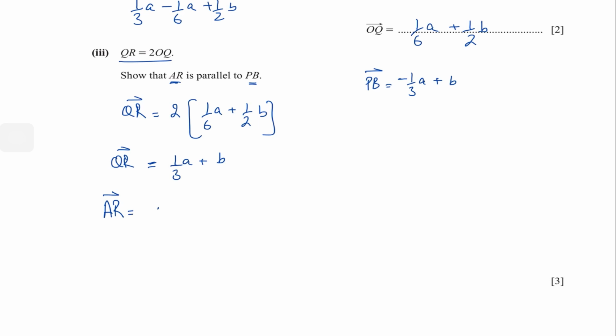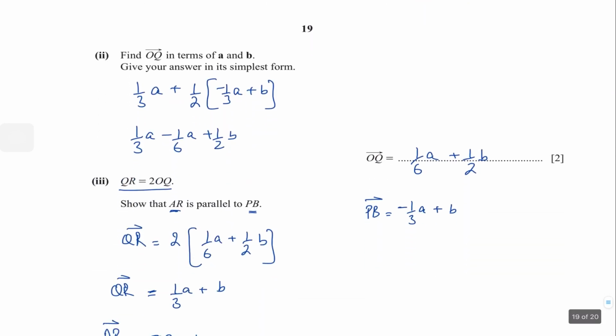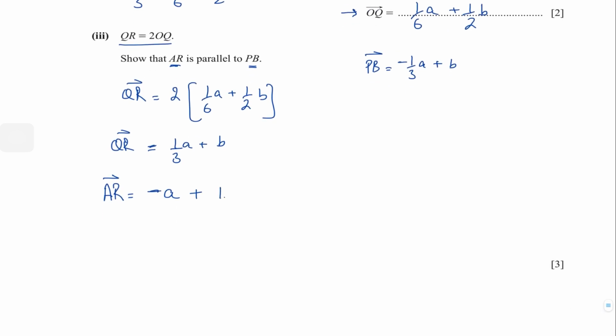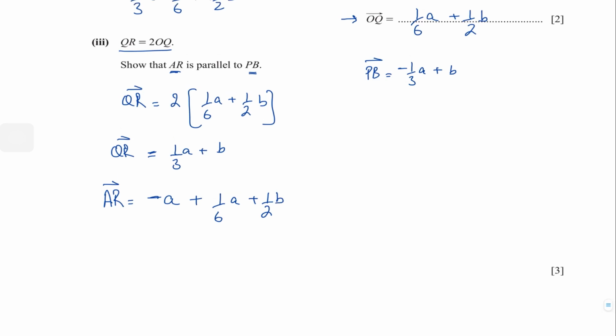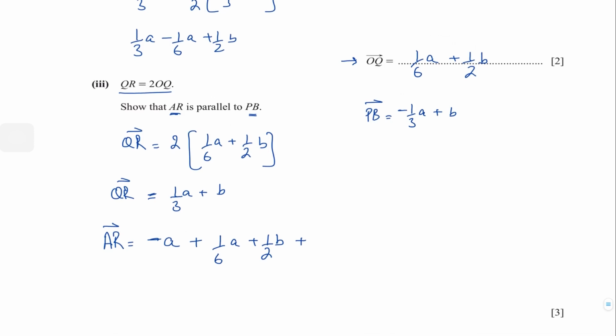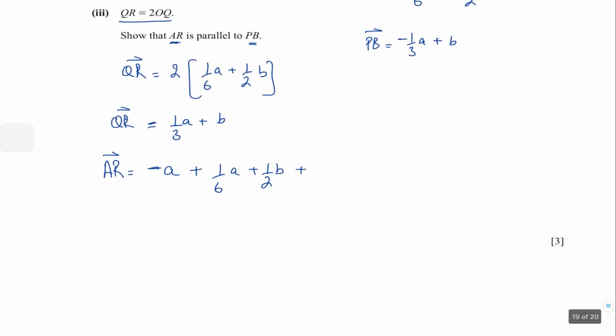So A to O is going to be minus a plus, we're going to go from O to Q. So O to Q we figured, and it's right over here, and that is 1/6 of a plus half b, and then plus QR. So QR is something again that we have figured. Yeah, so we figured what QR is equal to. QR is equal to 1/3 of a plus b. So let's simplify this and see what we get.